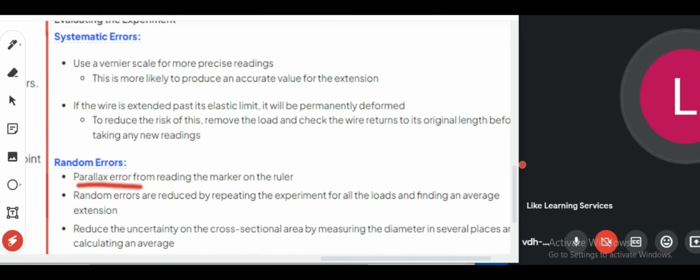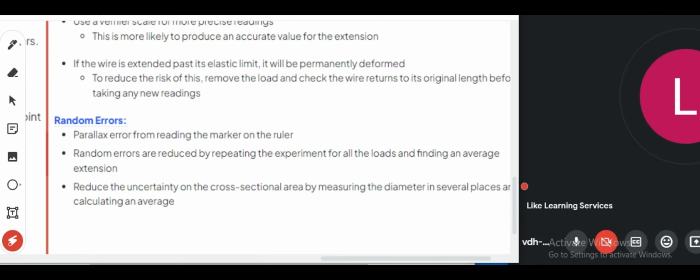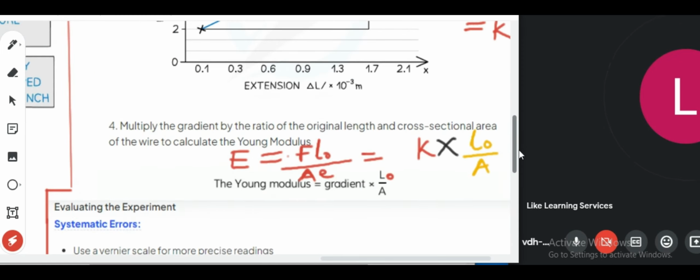So we avoid parallax error by reading the marker at eye level when we are reading the marker on the ruler. We can also reduce random error by repeating the experiment for all the loads and finding an average. This will also help us to reduce the uncertainty. So for each load, we repeat the experiment and then find an average.